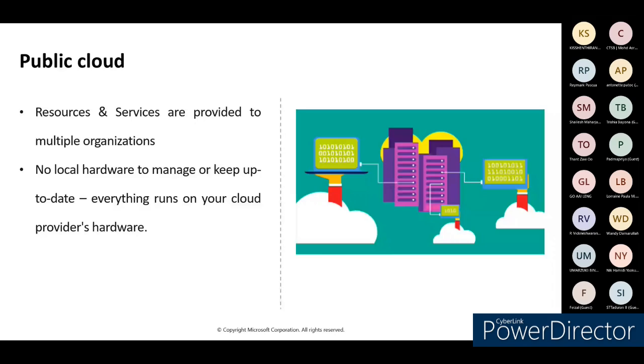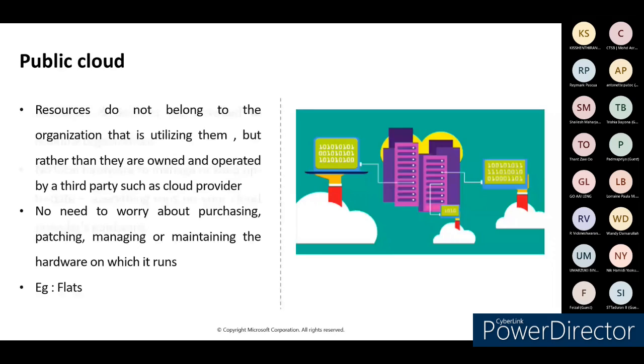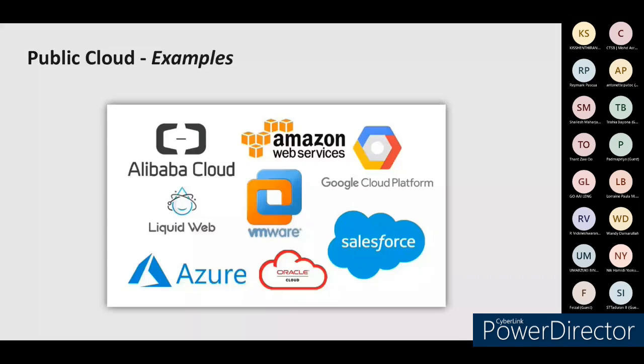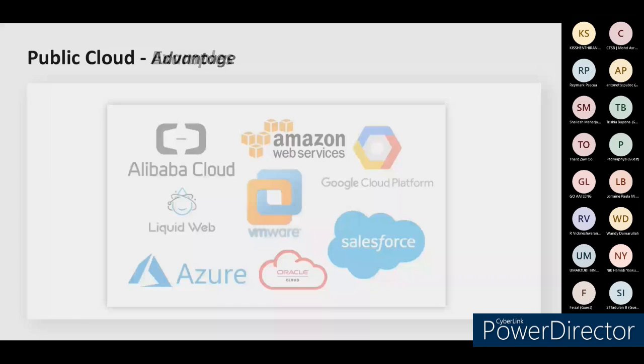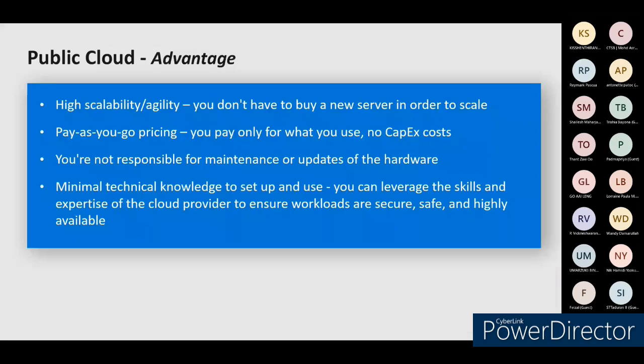Now coming to the private cloud. These are the examples for a public cloud, like Alibaba or Microsoft Azure or VMware or Google Cloud or Salesforce. All these are examples for a public cloud. Private cloud is basically in your premises. This is one advantage that's been left.